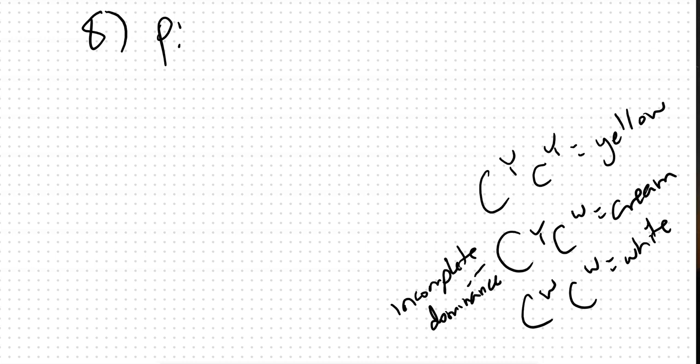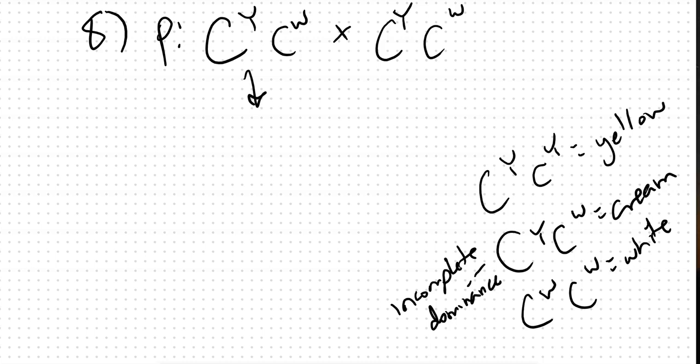What genotypic and phenotypic ratios are matings between cream individuals likely to produce? Okay, so CY CW cross 2 CY CW. Again, these are just representing alleles, so you can only pass on one allele.